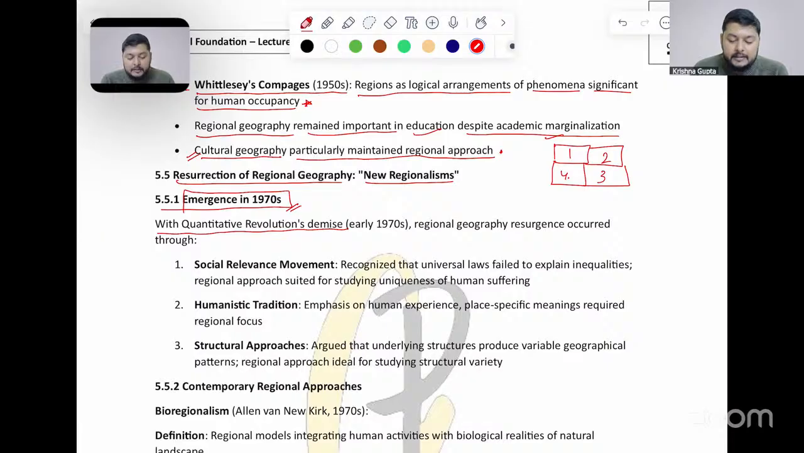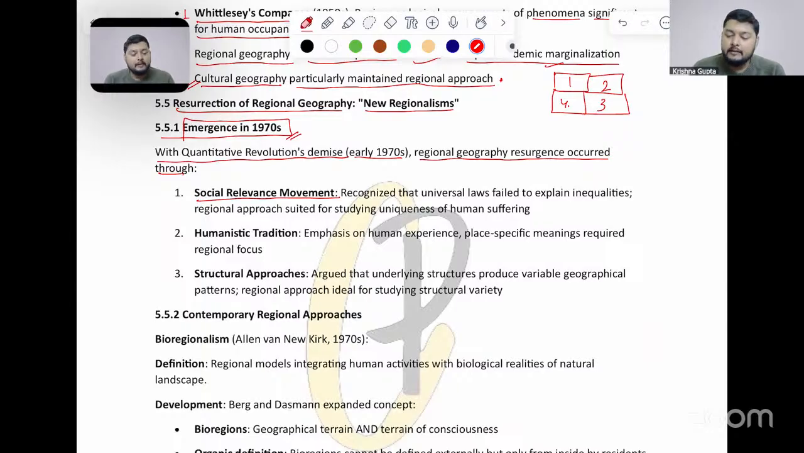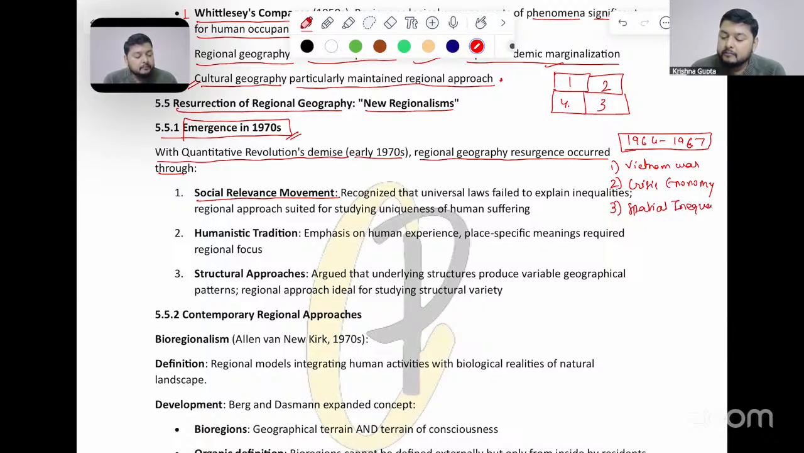With the quantitative revolution's demise in the early 1970s, regional geography's resurgence occurred through, number one, the social relevance movement. During 1964 to 1967, a lot of events took place. Number one, there was the Vietnam War. Number two, there was an economic crisis. Number three, there was spatial inequality. Number four, very high poverty was prevailing.